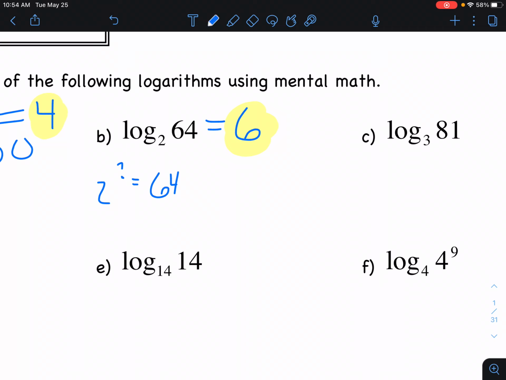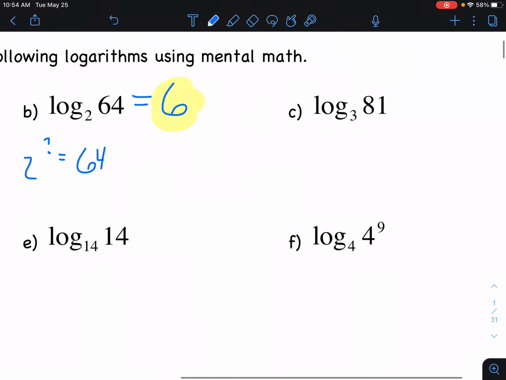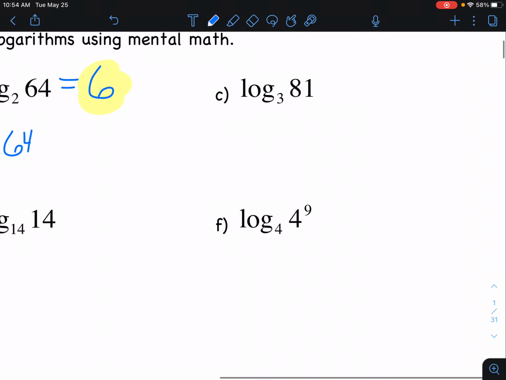So again, guys, we're thinking of exponents. Our solutions to the logs are actually the exponents. So letter C, log base 3 of 81. What would that be? So again, you could use your fingers or a calculator. 3 times 3 is 9, times another 3 is 27, times another 3 is 81. I have 4 fingers up, so that would be 4.